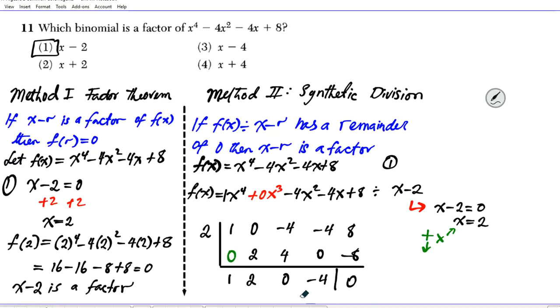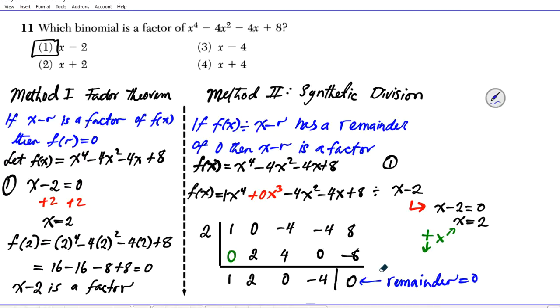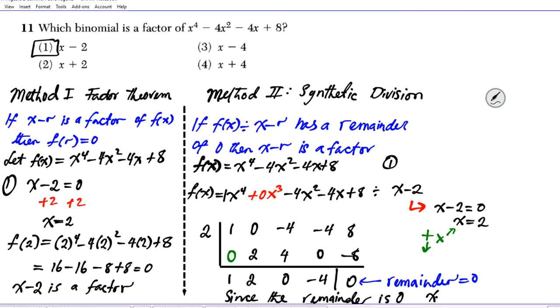Alright, so what do we have here? This term is your remainder value. Okay, so this is your remainder. And what we notice is that the remainder is equal to 0, so it follows that x minus 2 is a factor. So let's write down that remark. Since the remainder is 0, x minus 2 is a factor. Okay, of what? Of f of x.